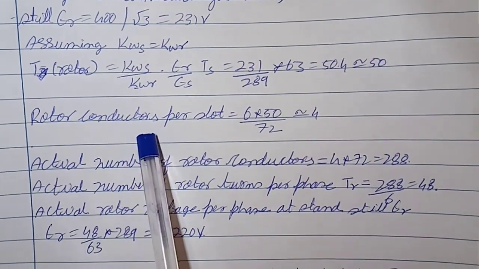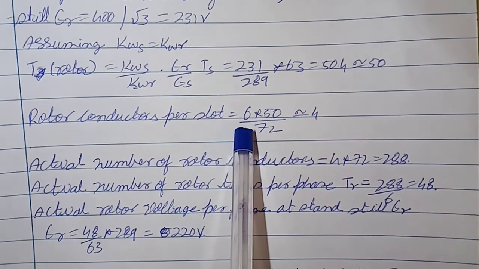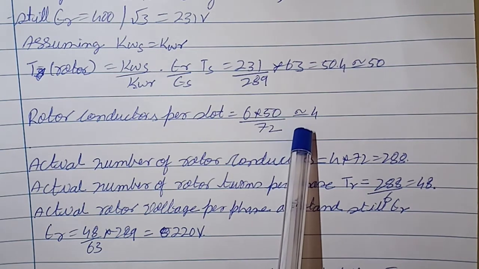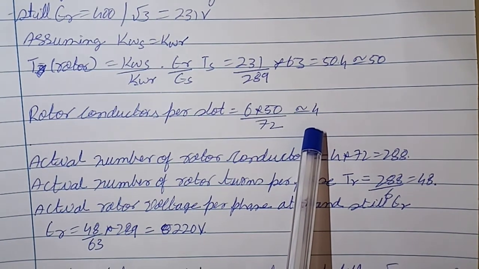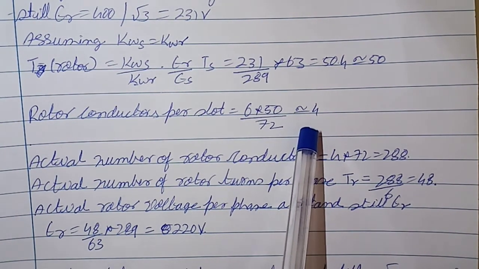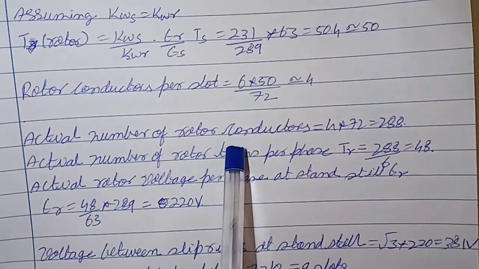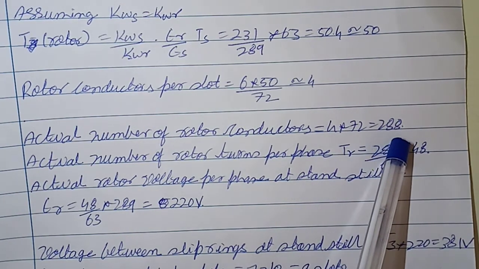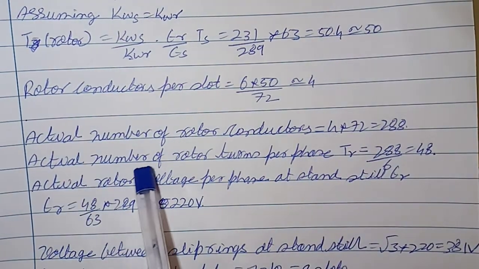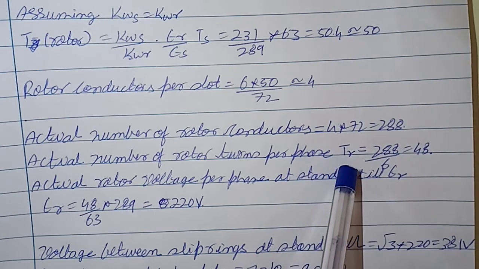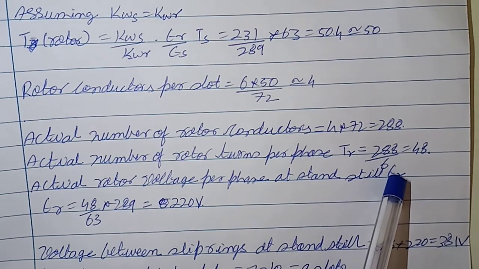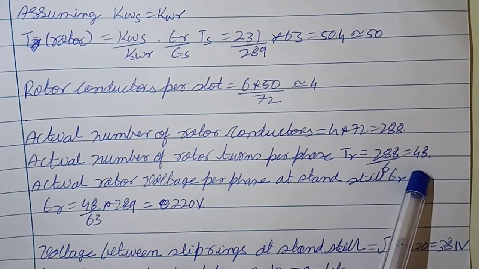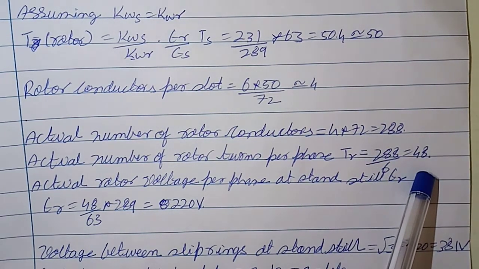So rotor conductors per slot is equal to 6 into 50 divided by 72. Okay, so we get more than 4 point something, so it's approximated to 4, right? So actual number of rotor conductors now will be 4 into 72, so that is 288. So actual number of rotor turns per phase, T_R, will be 288 by 6, which is 48. Okay, so earlier it was 50, so with the changes it is 48.